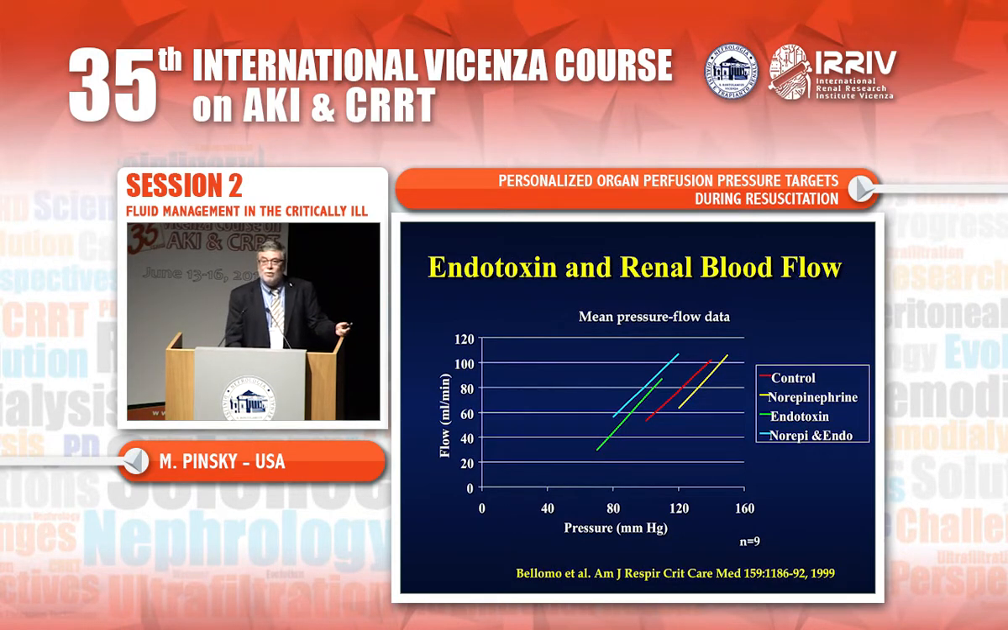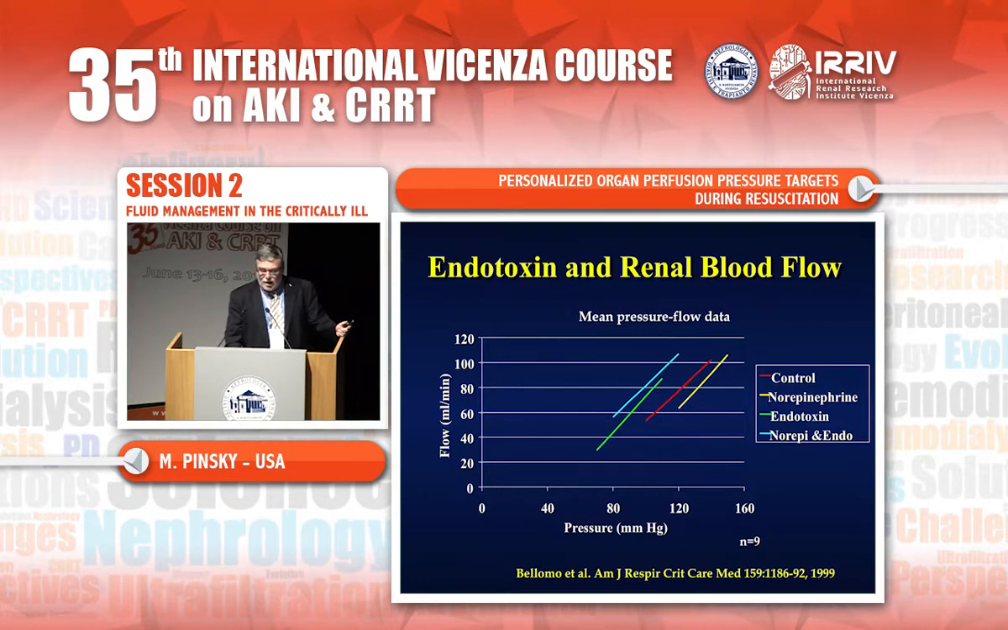So to address this, Ronaldo Bellomo, who's one of our next speakers, and John Kellum, back when they were very young, in my laboratory, did a study in which they asked what was the relationship between pressure and flow. We looked at the renal blood flow instantaneously, and then we gave norepinephrine to healthy dogs, and we had, for the same blood pressure, a lower flow. So I would say to you, don't give a normal person norepinephrine. It'll decrease renal blood flow.